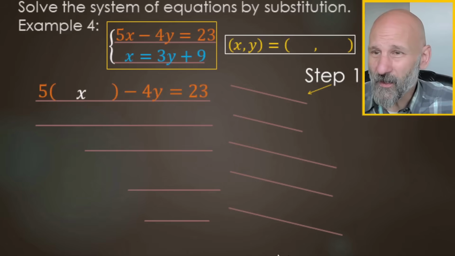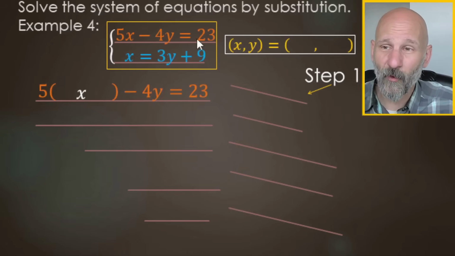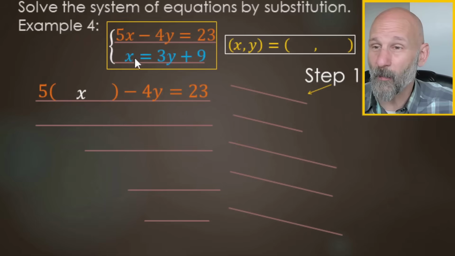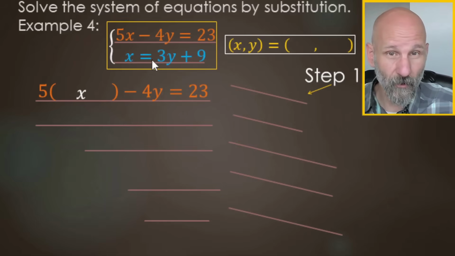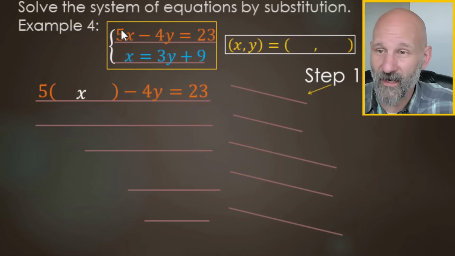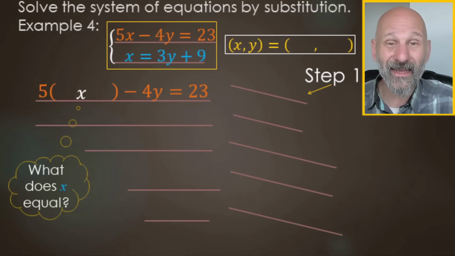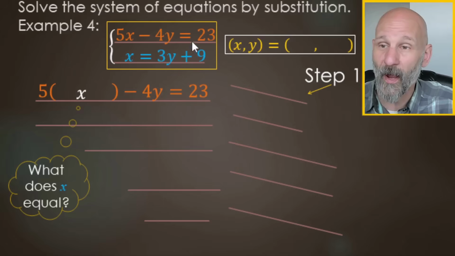So this one's got a little twist to it. On the top equation, we've got 5x minus 4y equals 23. The bottom equation says x equals. Okay, so that's going to be our substitution. We're going to replace the x with what it's equal to. Okay, so we're going to take our top equation, replace this x next to the 5 with what x equals. In this case, that's going to be the positive 3y plus 9. So there's going to be our substitution step there.